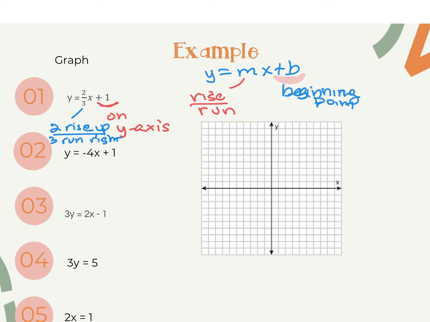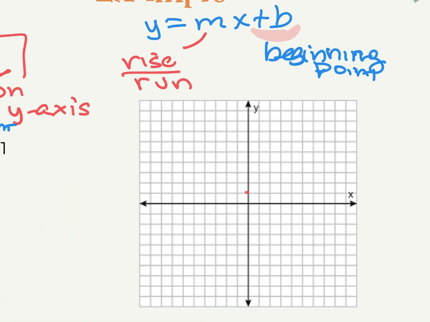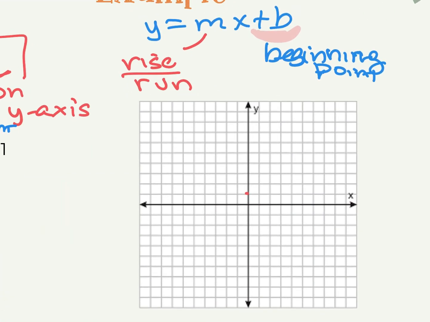So I'll put my first point on +1, and I'm going to do this whole graph here in red. So I'm going to graph all of these on the same graph. So I'm going to put my first point on +1. From there, I'm going to rise 2. So you're going 1, 2, and then you're running over to the side, 1, 2, 3. So I'm going to get rid of all those loops because I don't need them.